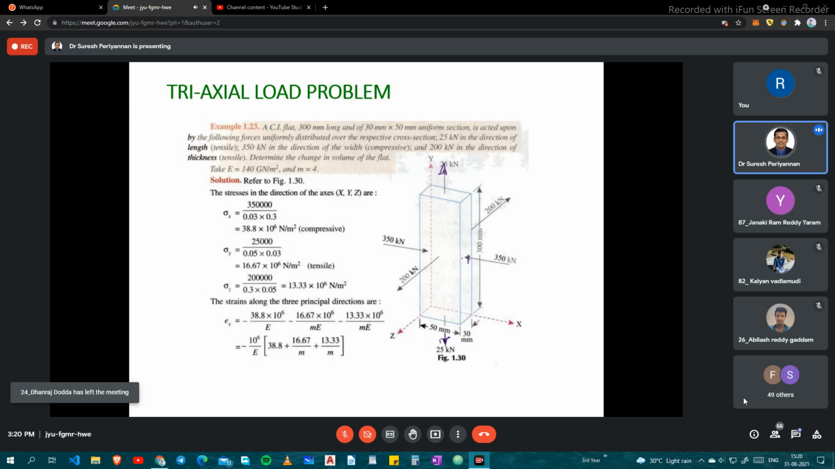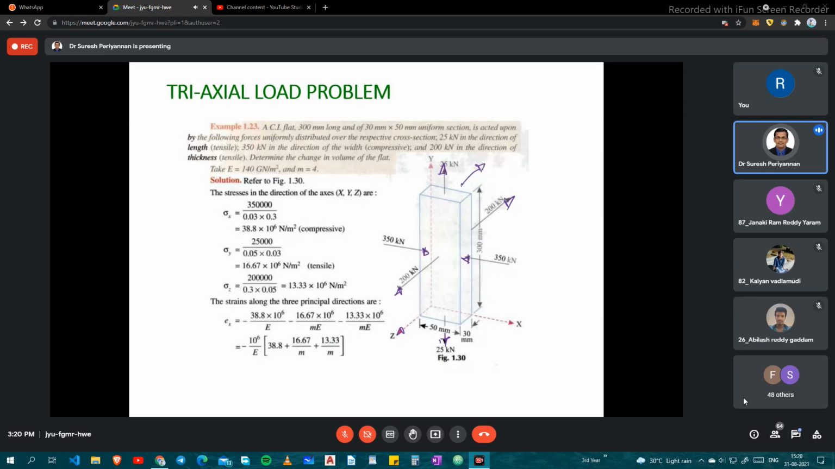350 kilonewton in the direction of the width, the x direction. It is a compressive load, and 200 kilonewton in the direction of z. It's a tensile load, again tensile acting. I mean 200 kilonewton, this is a tensile. Now first find out the dimensions of the block.